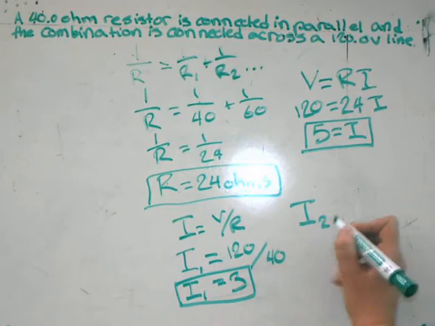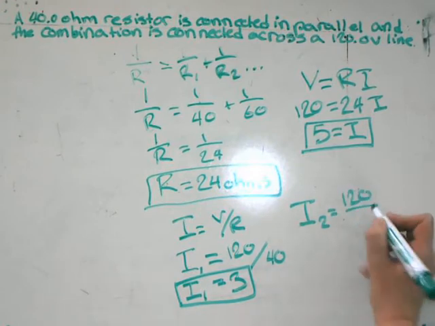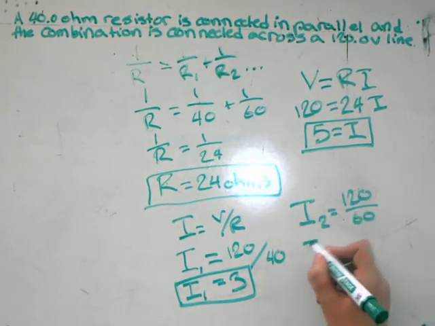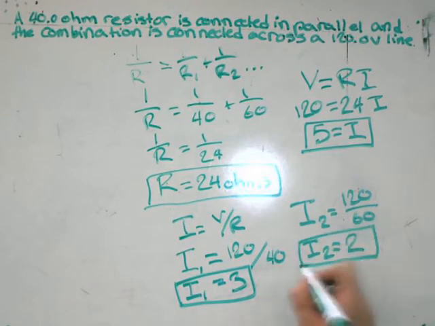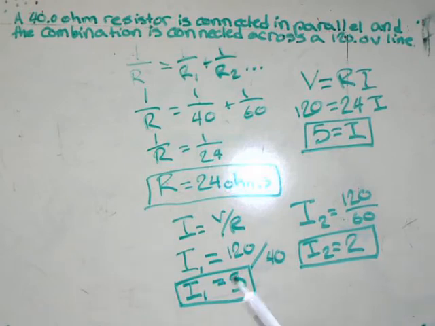The second resistor, again the voltage is 120 and the resistance is 60, so I2 equals 2. An important thing to note is that when circuits are connected in parallel, the current that goes into the parallel circuit needs to be the same as what comes out of it. So there's 3 and there's 2, and those add up to 5, which was the total current we solved for earlier in this problem. So that was this problem. I hope this helped, and circuits are cool.